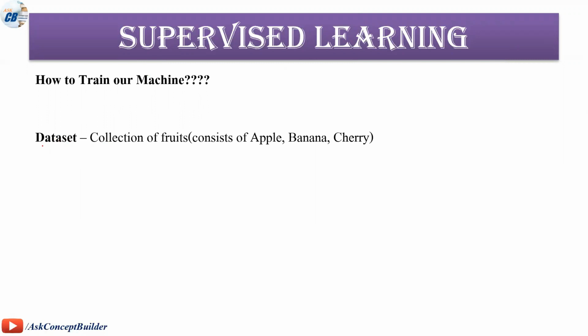So I have taken here a data set. What is my data set? Here is a collection of fruits, and these fruits consist of three types of fruits only: apple, banana and cherry. So my number of classes is known here, that I have three types of classes: apple, banana or cherry. Our output value will lie only in these three values, that is, our fruit can either be apple, banana or cherry.